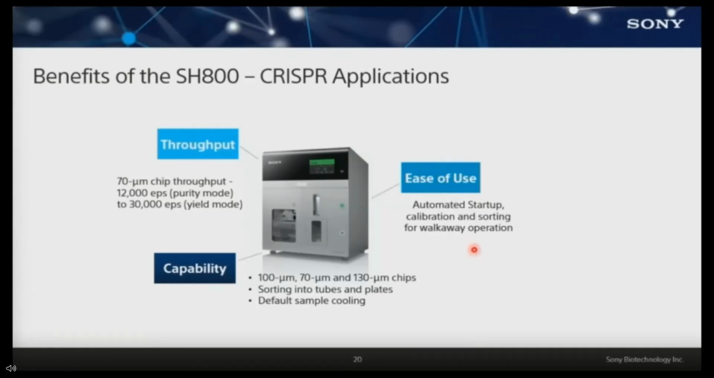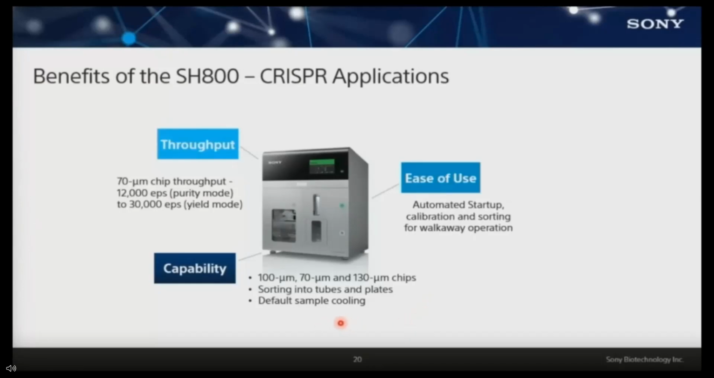Well, the SH800 is highly automated, calibrates itself. There's walk-away operation. There's wizards to help you do key features and critical steps. Capability. The system is able to run 70 micron, 100, 130 micron chips with the associated nozzles, giving you a wide variety of cell types for your applications. You can sort into tubes for enrichment. You can then come back and do your molecular or your sequencing, next gen, or whatever you need in plates. You have that index data.